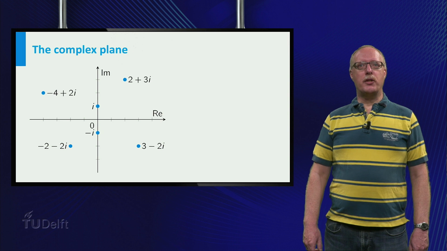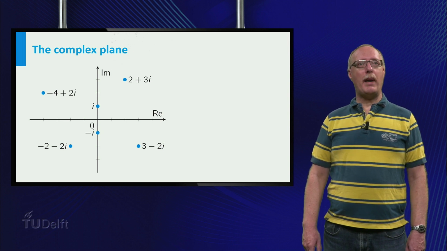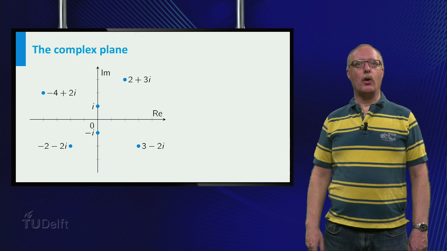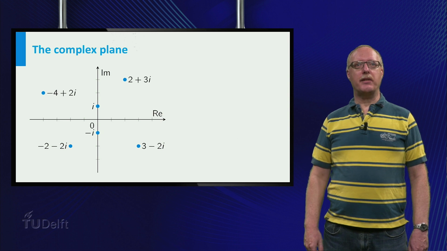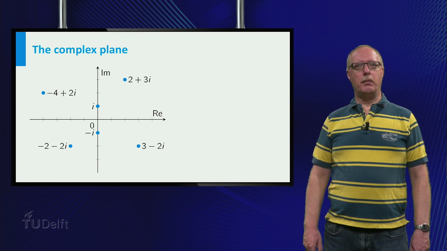Similar to vectors in R2, we can represent complex numbers in the so-called complex plane. The horizontal axis is called the real axis, and the vertical axis is called the imaginary axis. This is sometimes called the Argand plane.